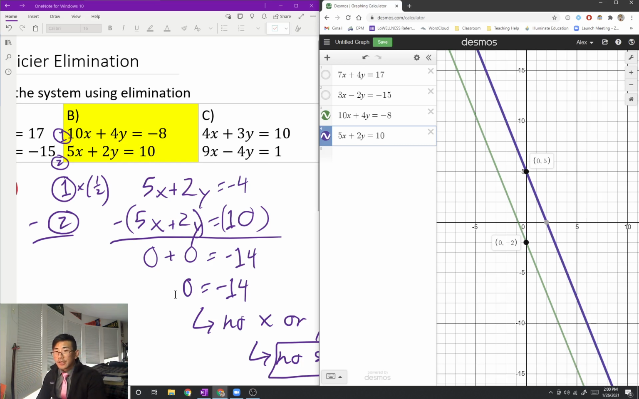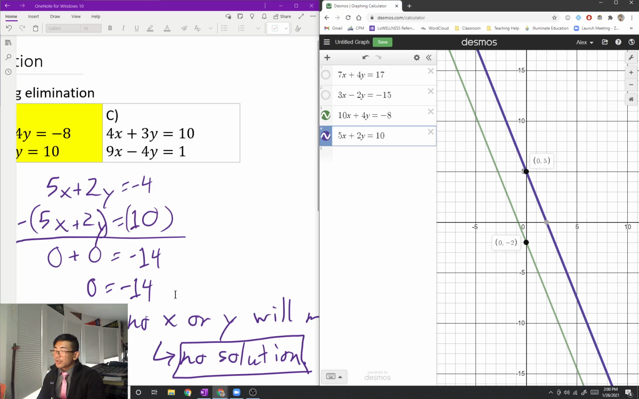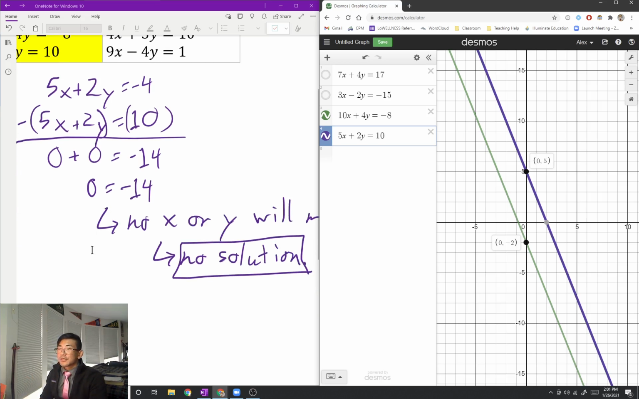And so I just wanted to use this video to, one, show you what it looks like when there's no solution, and two, be able to visualize that as well in the graph.